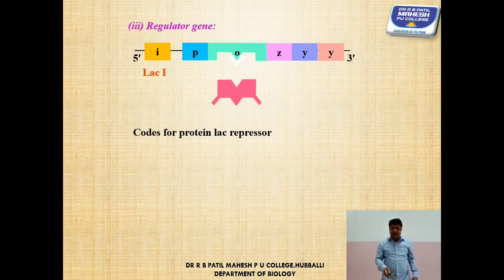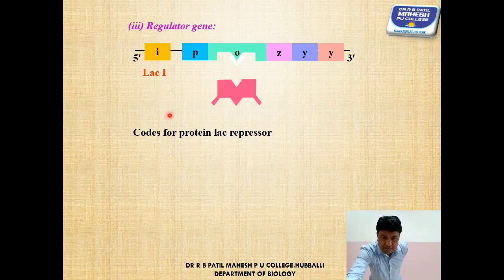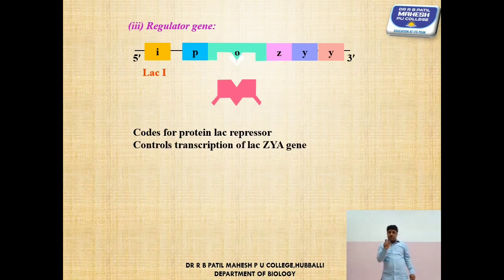So this regulator gene, that is inhibitor gene, will produce a repressor protein, and the binding site of the repressor protein is complementary to the operator gene. When this repressor protein goes and binds to the operator gene, these structural genes are not expressed, they are suppressed. Next one. It controls transcription of LAC-Z, Y, A genes.